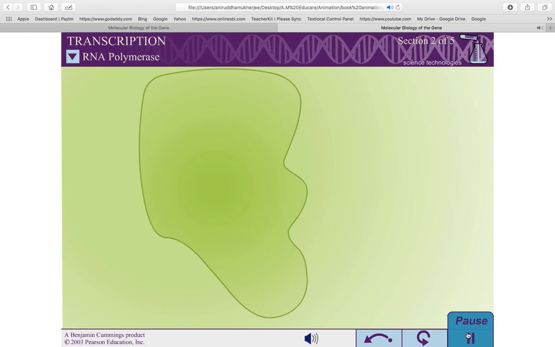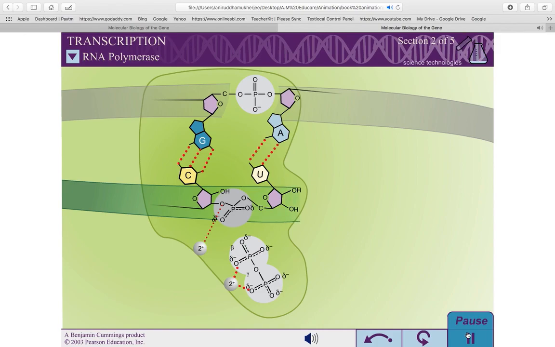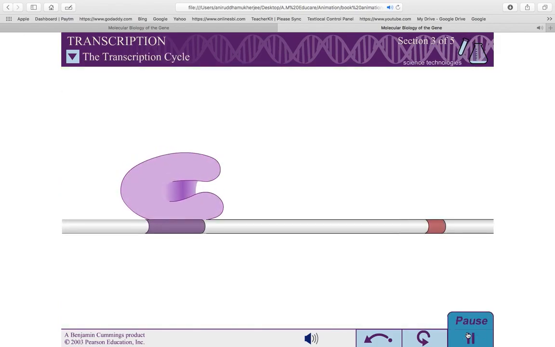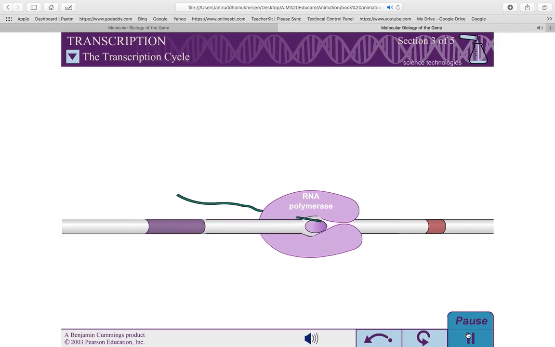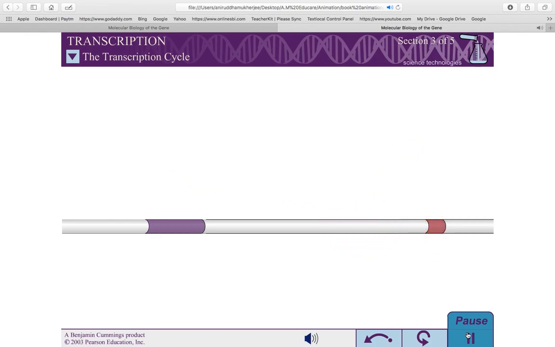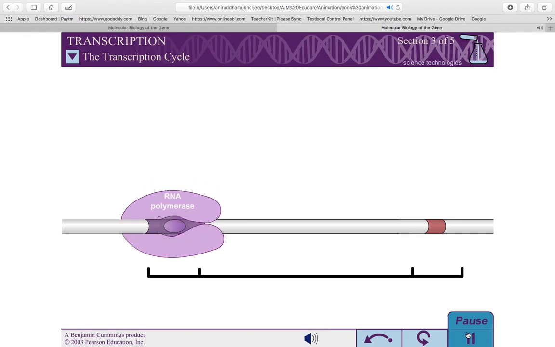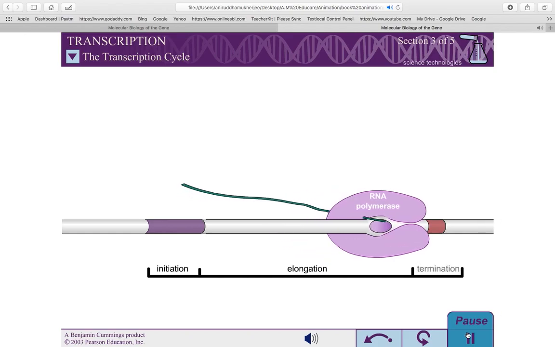The active site contains two metal ions. This is consistent with the mechanism for nucleotide addition described for DNA polymerase. Like DNA polymerase, RNA polymerase always adds nucleotides to the 3' end of a growing polynucleotide. The transcription cycle is the series of events between binding of RNA polymerase to the target gene and dissociation of RNA polymerase and the completed RNA transcript from the DNA. The transcription cycle is divided into 3 phases: initiation, elongation, and termination.